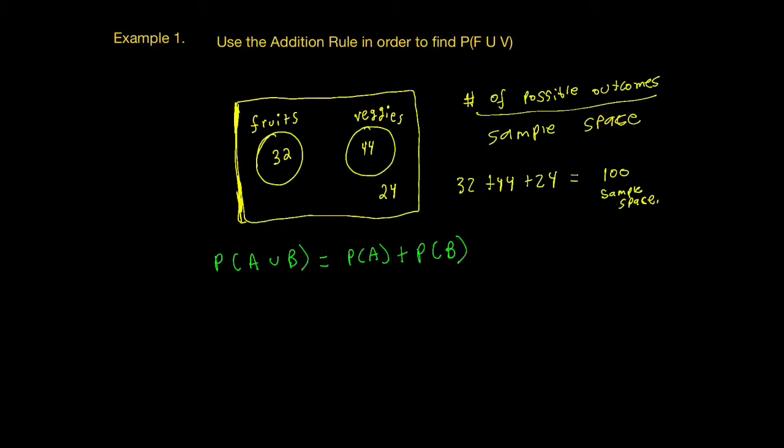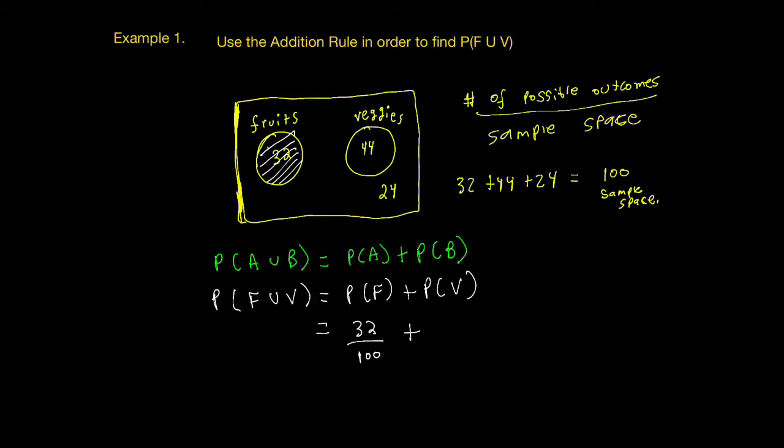And now I'm going to substitute. So for my problem, I don't have A or B. I have F or V. So this is going to equal the probability of F plus the probability of V. Now, the probability of F, that's the number of fruits. So here I get 32 over my sample space, which is 100, and I'm going to add that to the probability of V, or the probability of veggies, and veggies is 44 out of 100.